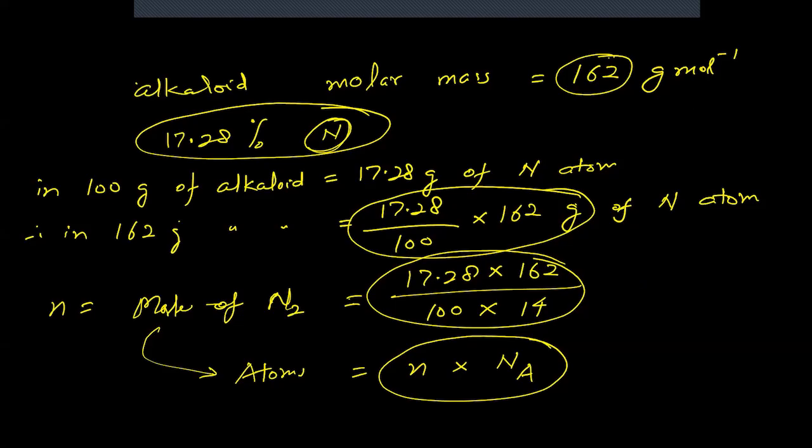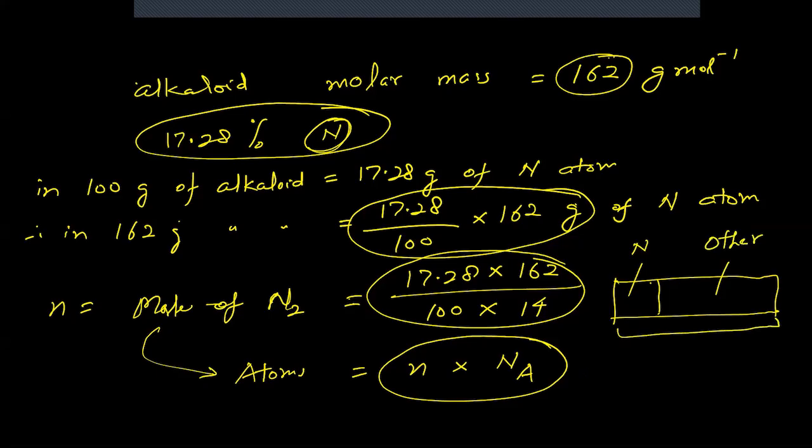So effectively what we are doing, we are saying this is the compound, out of which this much is nitrogen, and these are other elements. This is total. If we consider this 100, then we say this one is 17.28 and this is 100 minus 17.28. Others, we don't bother about, but total is 100. 17.28.